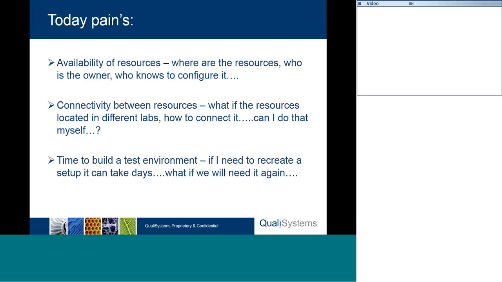The second pain that we have is the connectivity between resources. Sometimes the resources are not located in the same lab, and you need to know how to configure them, how to connect them, how to make them talk with each other, and able to get, for example, from the Ixia packet generator, the traffic through the switch, through the device under test, back to the Ixia. So I need to know how to connect; maybe I can do it myself, maybe I will need an IT manager or somebody to help me do the connection between the devices.